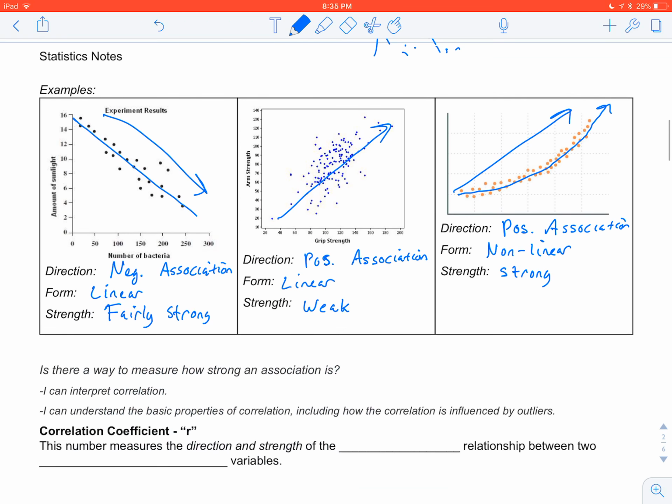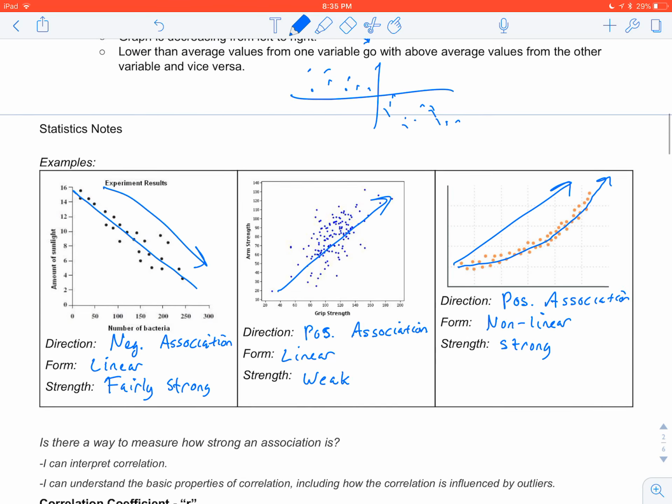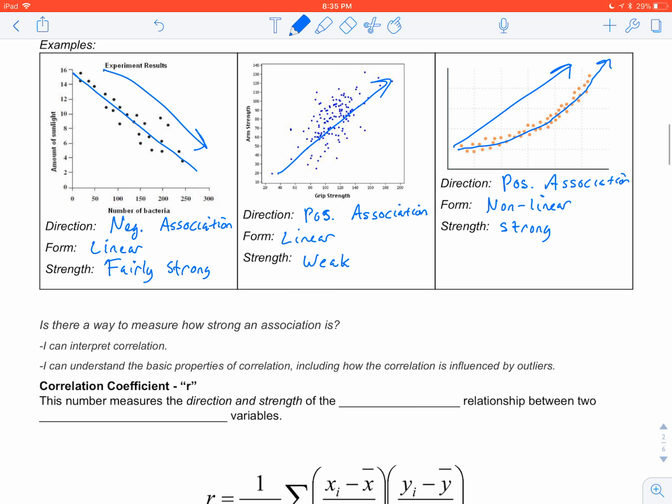We'll continue in the next video with the correlation coefficient, the equation, and the possible numbers you can get for it and how they look graphically.